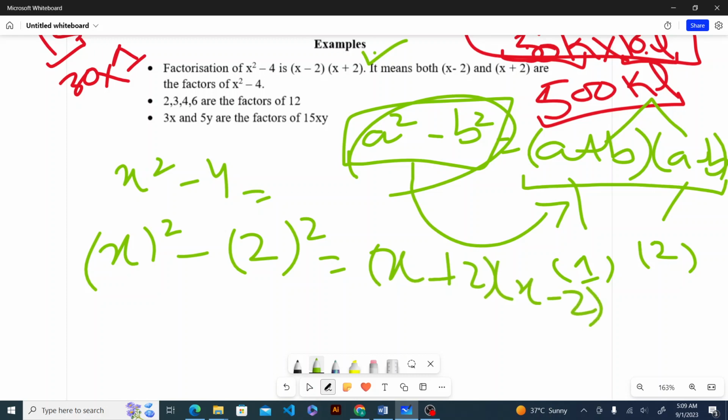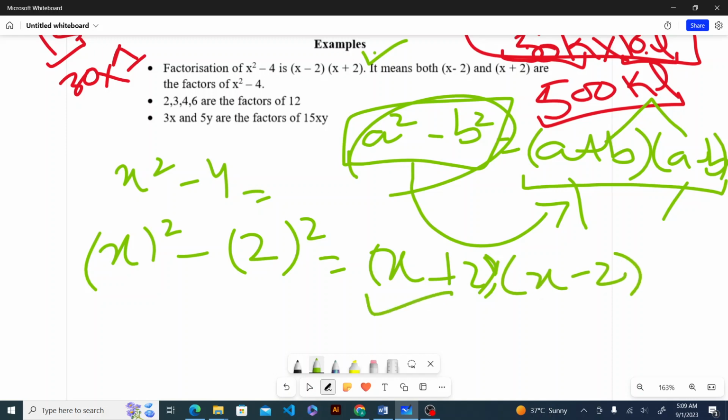What we get? x plus 2 and x minus 2. So this is one factor and this is the other factor, and when we multiply these two factors with each other, we get x square minus 4. So this is another example of factorization. Then we have 12. For 12, what factors do we have? 2, 3, 4, 6. Why? Because 2 6s are 12, 3 4s are 12, 4 3s are 12, 6 2s are 12, 1 12s are 12, 12 1s are 12. So 1 and 12 are also the factors of 12.